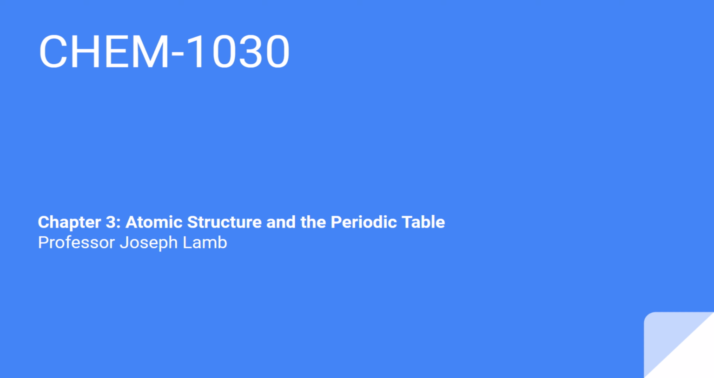If you remember from our last chapter, we really focused in on the mathematical aspects of chemistry. That is, what are the basic mathematical things that you need to be able to do in order to be successful in a chemistry class?